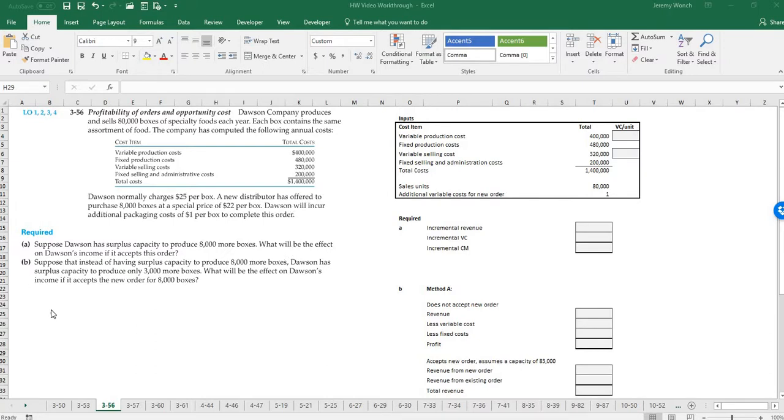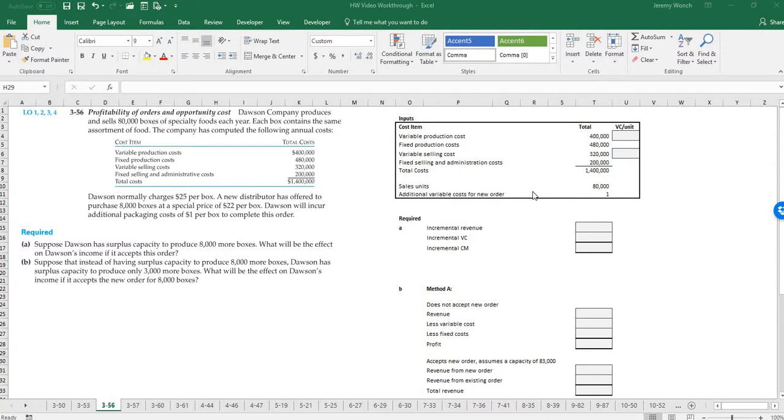So in part A, it says, suppose Dawson has the surplus to take this on. So it's saying, hey, we can take on these extra 8,000 and not affect what we're currently selling. And so what will the effect on income be if we accept this offer? If we go over here, we can see our inputs. We just took the information that was in the problem and put it over in Excel.